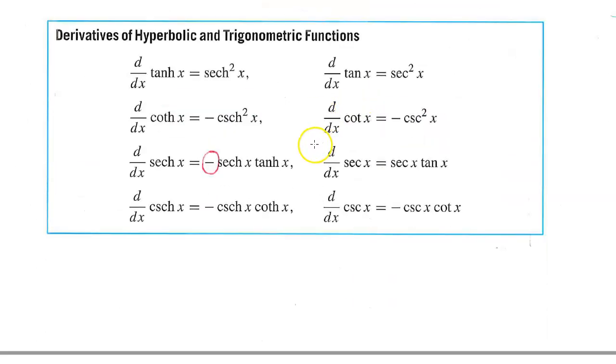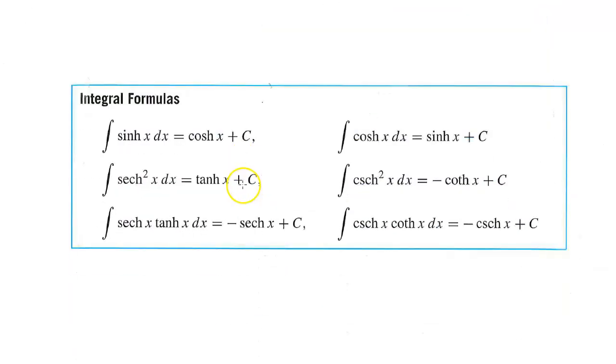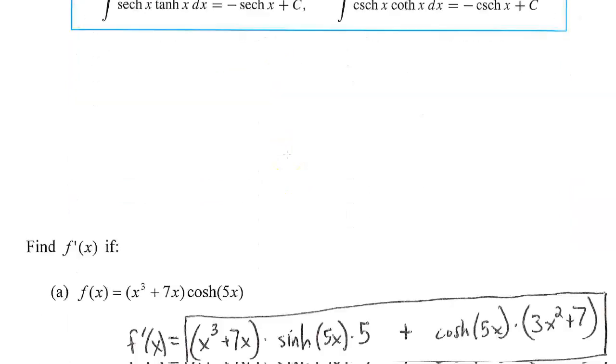So the derivatives are very similar. And of course, for every derivative formula, you get an integral formula. The fact that the derivative of cosh is sinh means that the integral of sinh is cosh. And the fact that the derivative of sinh is cosh means the integral of cosh is sinh. The fact that the derivative of tanh is sech squared means that the integral of sech squared of x is tanh of x plus c. So every derivative formula gives you an integral formula, so we have these.